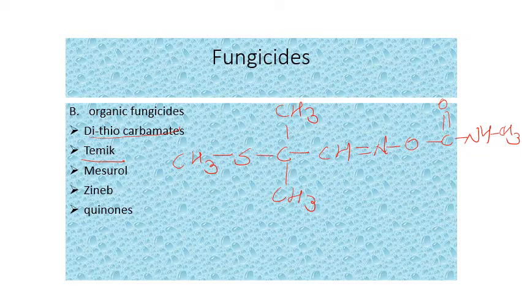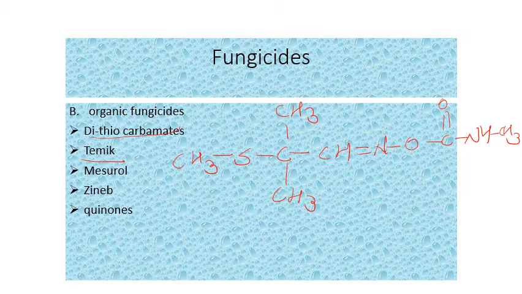Mesurol is prepared by the action of 4-methyl mercapto 3,5 dimethylphenol with methyl isocyanate in the presence of triethylamine. This reaction is carried out in an organic solvent like benzene. Then its properties: it is a crystalline odorless substance. Melting point is 122 degrees Celsius. It is highly soluble in most organic solvents but almost insoluble in water. And it is used as a broad spectrum insecticide for the control of pests of fruits and vegetables.